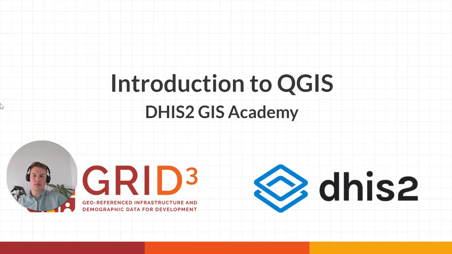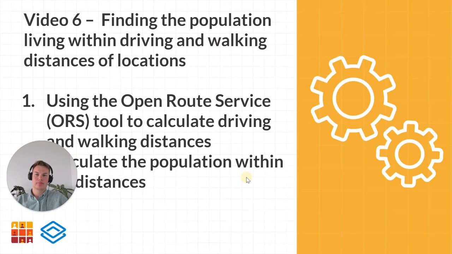Hello and welcome to video 6 and the final video in the DHIS2 GIS Academy. In this video we'll be covering how to use the ORS Open Route Service plugin in QGIS to calculate the walking or driving distances from locations and how to calculate the populations within the identified walking or driving distances.